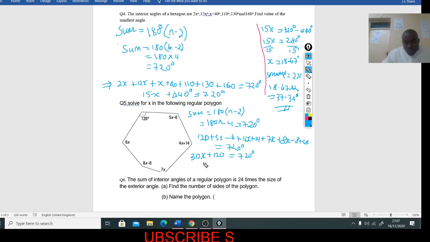720 degrees. So I take 120 to the other side, it will be 30x equals 720 minus 120 degrees, that means 30x equals 600 degrees.